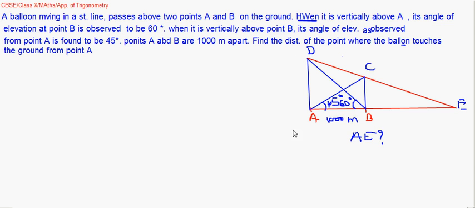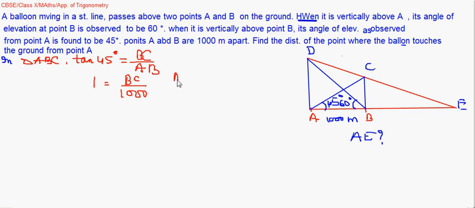Now look at the right triangle. If we find AE, we have been given AB. Let us first take up triangle ABC. In triangle ABC, tan 45 is equal to perpendicular by base, so BC by AB. Tan 45 is 1, and AB was given to be 1000, so BC is also 1000 meters. So I write here that BC is 1000 meters.